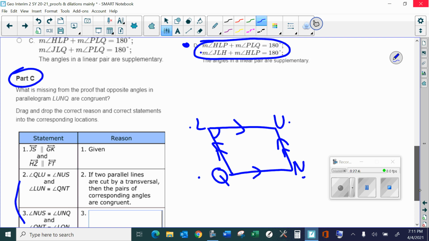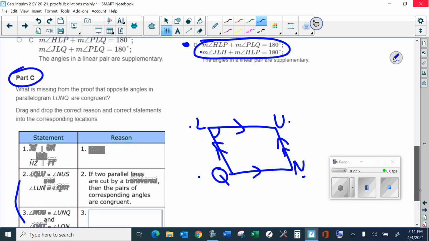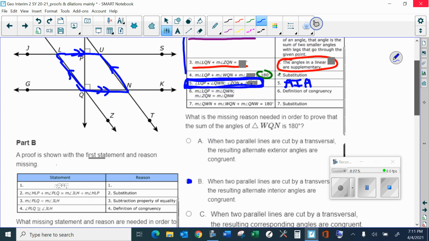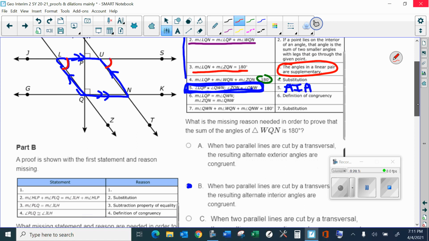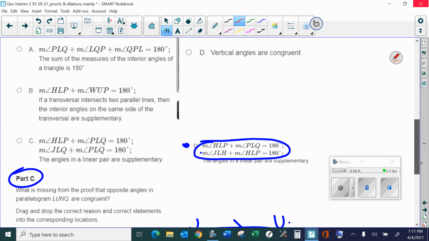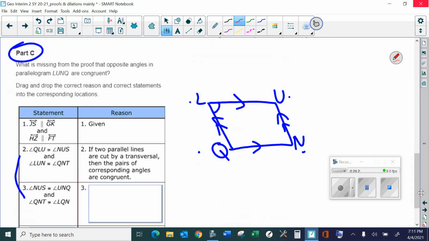All right, angle QLU is congruent to NUS right there. Well, why do we know that? Let's change the color so you can see it easier. Why do we know that this angle is congruent to this angle? The parallel lines, those are corresponding angles. So that'd be the corresponding angles postulate. Then corresponding angles are congruent.